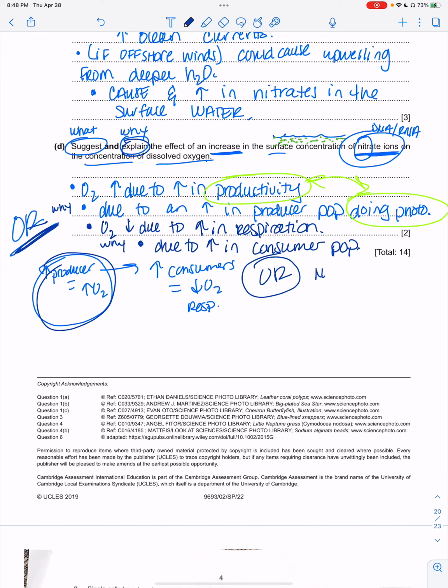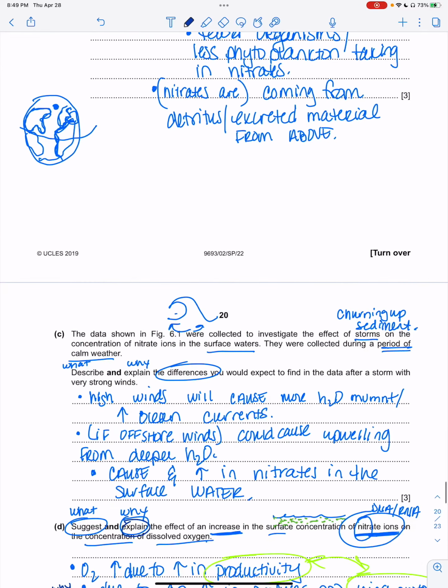Or no change, right? Because concentration, nitrate ion concentration, that is a number. Numbers can increase, decrease, or stay the same. So you could say there's no change due to both photosynthesis, so releasing oxygen, and respiration happening, taking in oxygen. Both increasing.